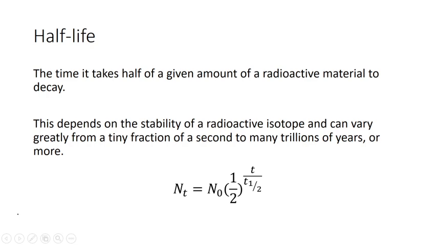So this is a term that we should be familiar with when talking about nuclear reactions. Half-life. Now, this is the time it takes for half of a given amount of a radioactive material to decay. So it depends on the stability of a radioactive isotope. It can vary widely from a tiny fraction of a second to trillions of years, right? And that's trillions with a T, like 1,000 billions. So there are some elements whose half-life is many trillions of years.